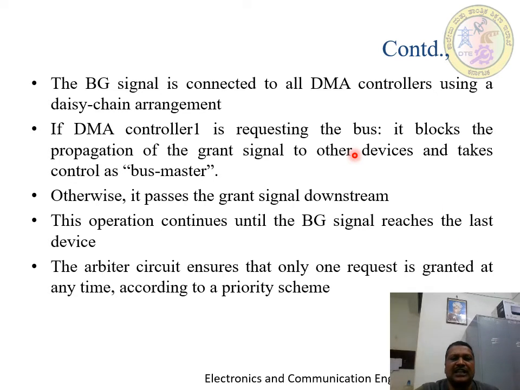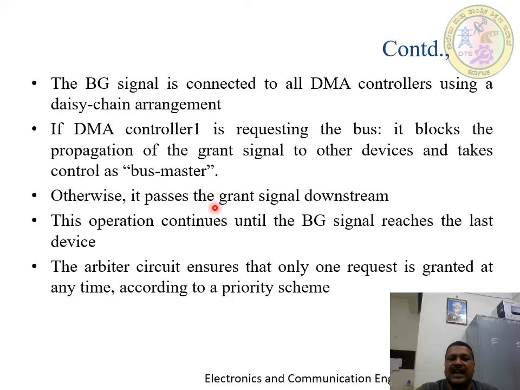The BG signal is connected to all DMA controllers using a daisy chain arrangement. If a DMA controller is requesting the bus, it blocks the propagation of the grant signal to other devices and takes control as bus master. If the grant signal is blocked, that means it is used by that device, and it may become the bus master.